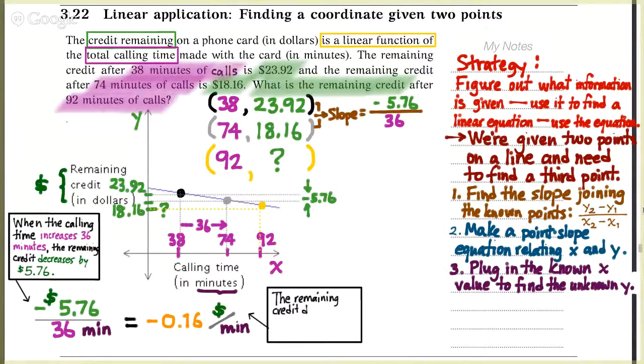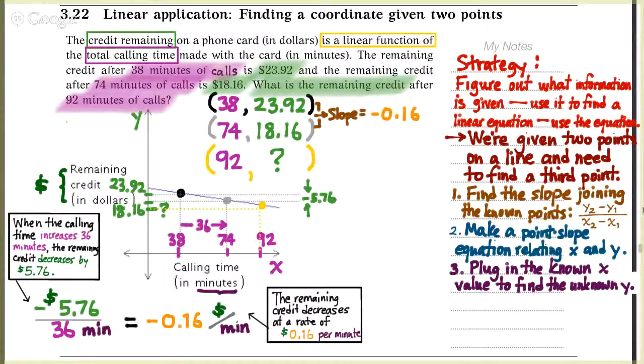This means that as I rack up more and more calling time on my card, the remaining credit on my card is going to decrease at a rate of 16 cents per minute. In other words, for every additional 1 minute, we could put a denominator of 1 underneath this if we wanted to, and think of it as 1 minute and negative $0.16. For every additional 1 minute of call that I make, the amount of credit on my card is going to go down by 16 cents. In other words, $0.16. So that's a contextualization of the slope of this line, which we're now going to think of as just negative 0.16.